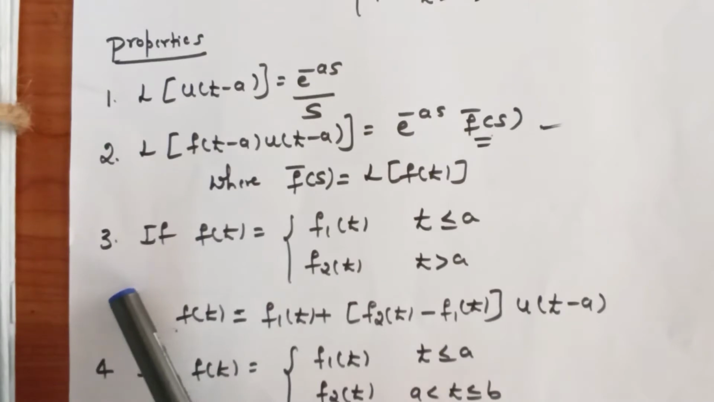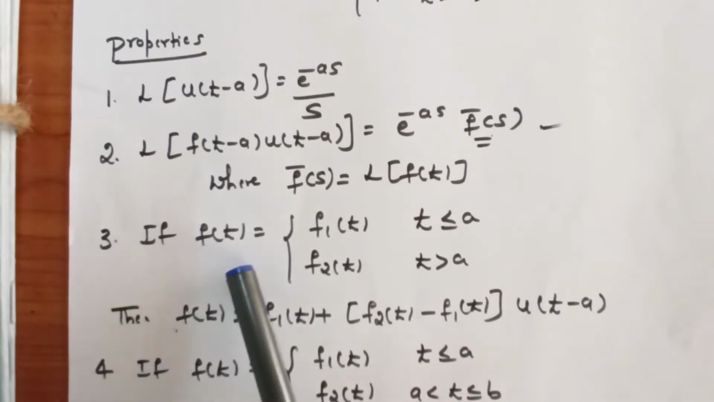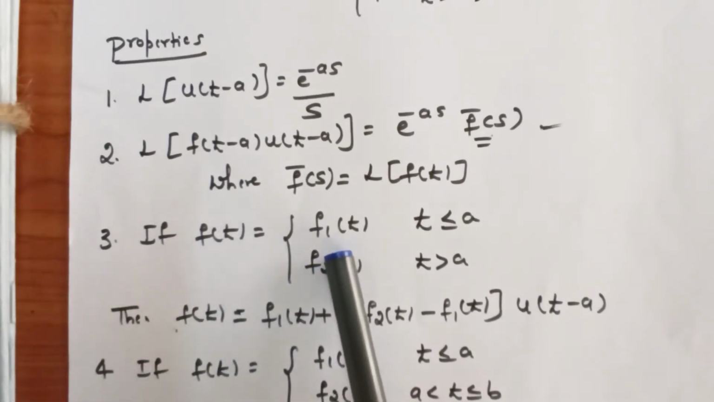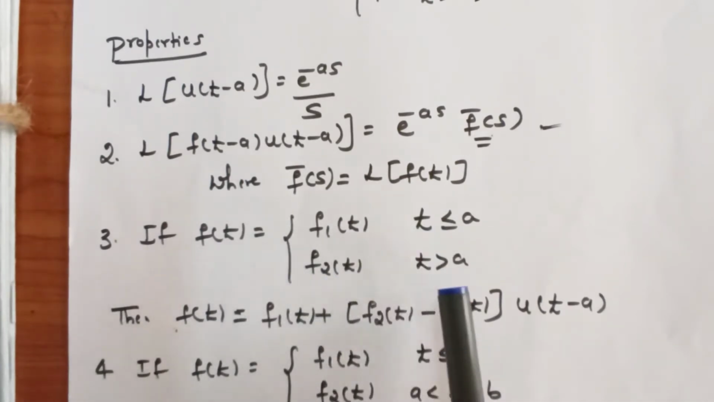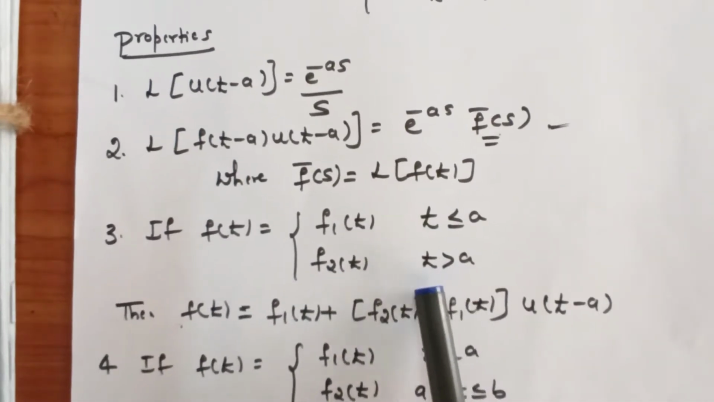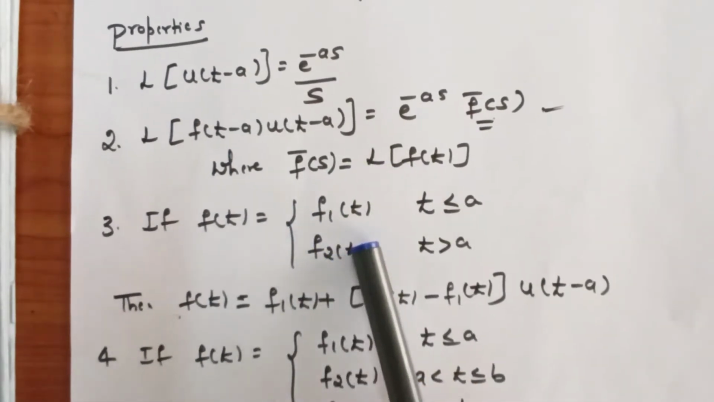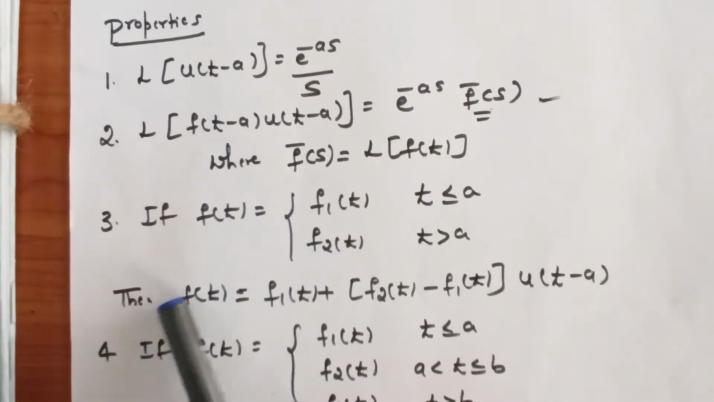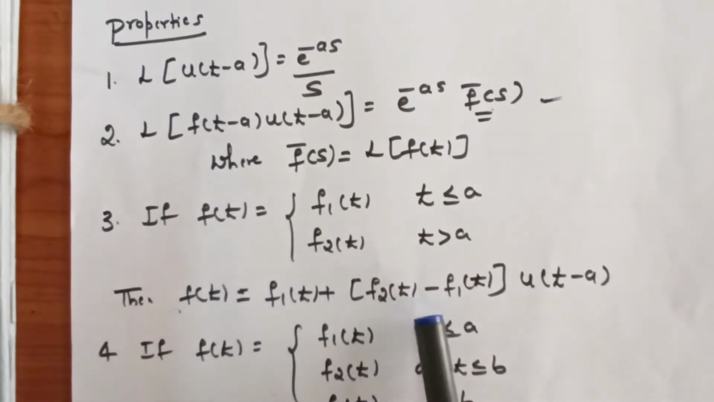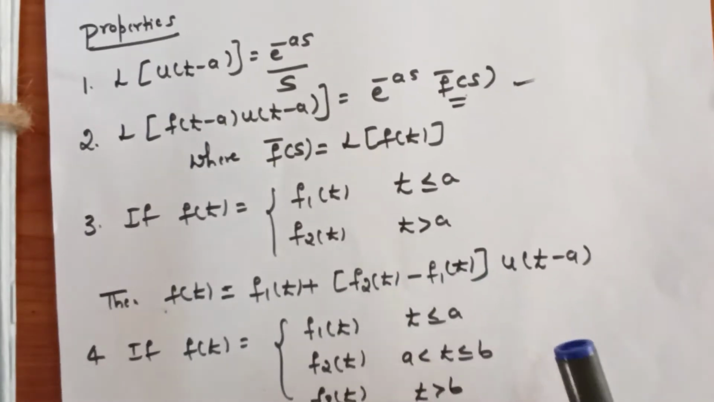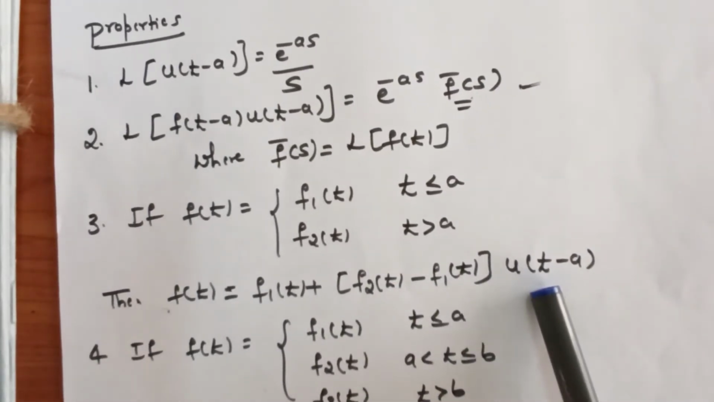And we have a third property stating that if f(t) is equal to f1(t) for t less than or equal to a, and f2(t) for t greater than a, and if we have a function of this type, we have to put our f(t) in this form, that is f(t) is equal to f1(t) plus f2(t) minus f1(t) multiplied with u(t - a).